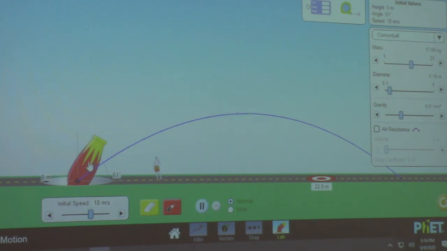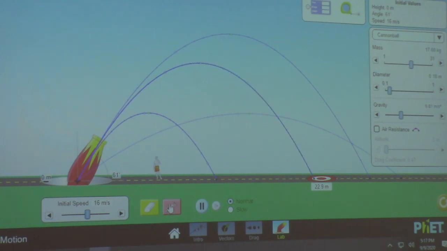So let me just try 61 degrees and see what happens here. Okay, so still too far. So what could I do to try to actually hit the target? I could do a lower speed. Yeah, let's try that. Let's leave the angle the same, but make the speed a little bit lower. Maybe 12. Oh, not quite enough. Yes, okay, good. So with this combination of 61 degrees and 16 meters per second, you could actually hit the target.